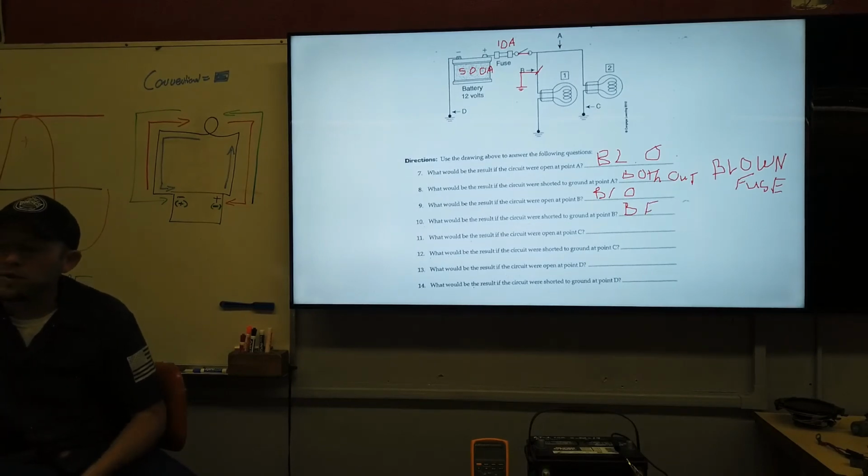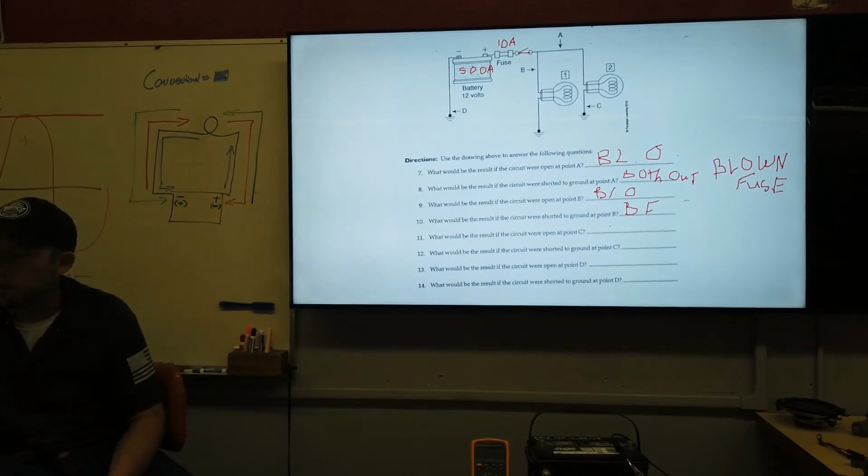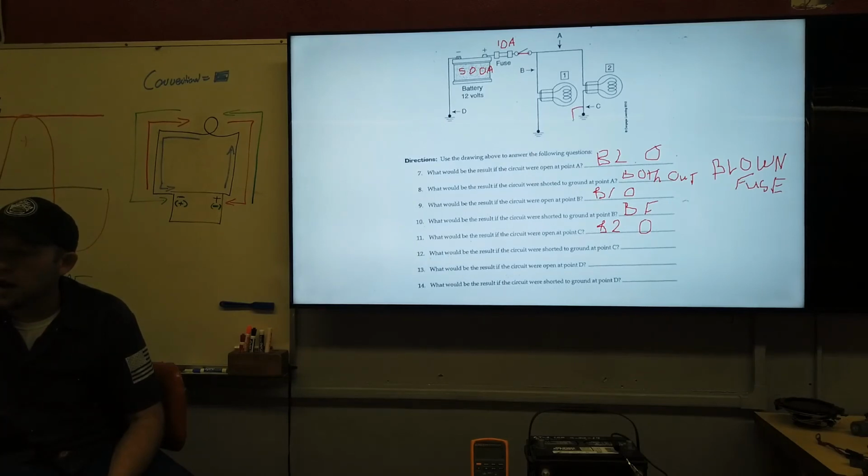So then what would be the result if we had an open at C? So if you get a break in the circuit at C, then what would A have? Bulb 1. Bulb 1, would we still have power and ground? Yep. So bulb 1 would still have power and ground, so bulb 1 works, but bulb 2 is out. All right.